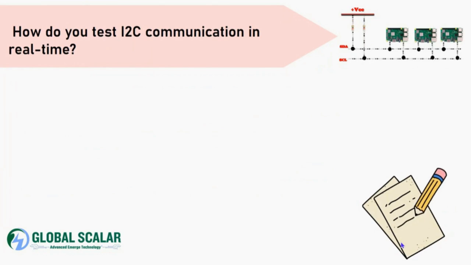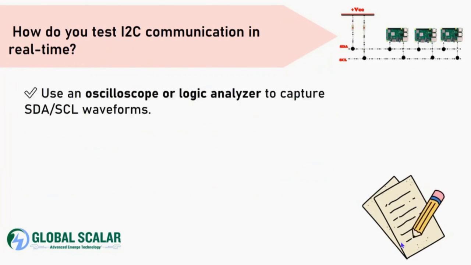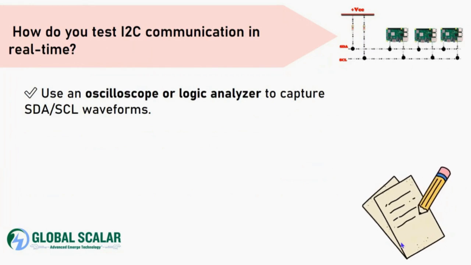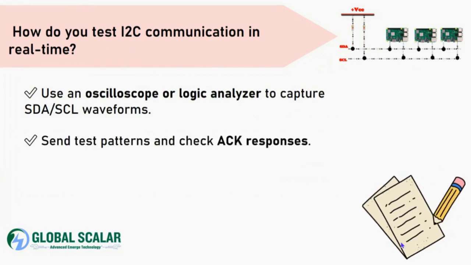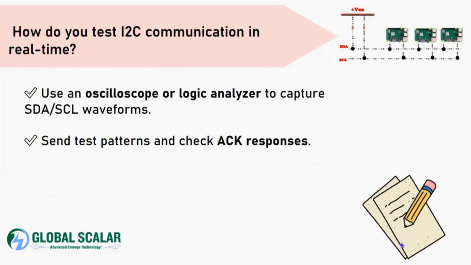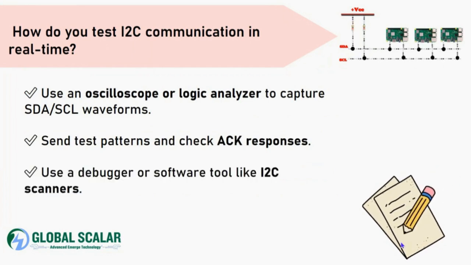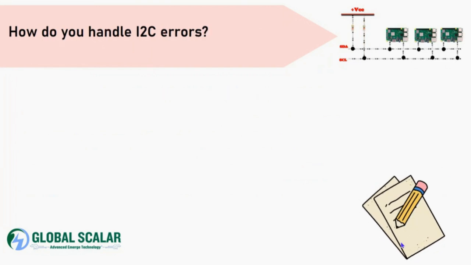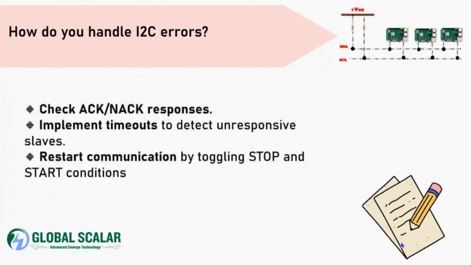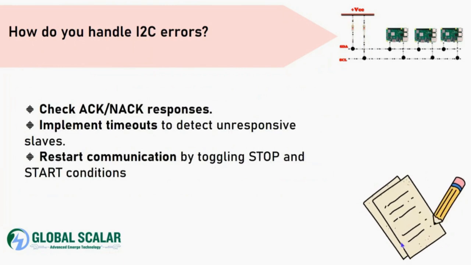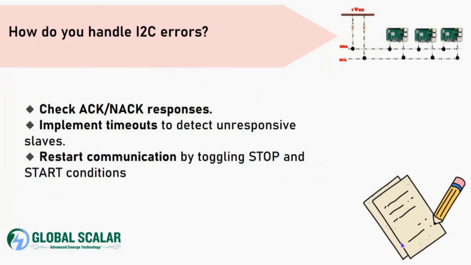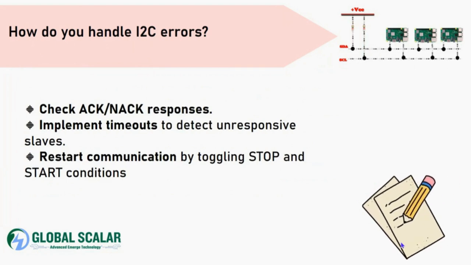How do you test I2C communication in real time? Use an oscilloscope or logic analyzer to capture the serial data and serial clock waveforms. Send a test pattern and check the acknowledgement response. Use a debugger or a software tool like an I2C scanner. How do you handle I2C errors? Check the acknowledgement and not acknowledgement response. Implement a timeout to detect unresponsive slaves. Restart the communication by toggling the start and stop conditions.